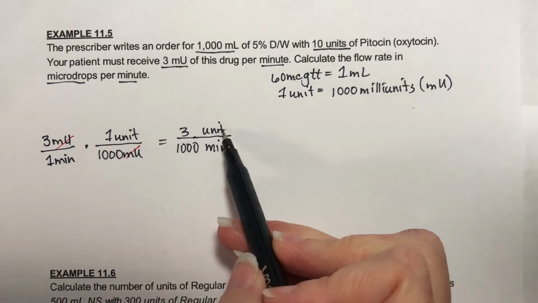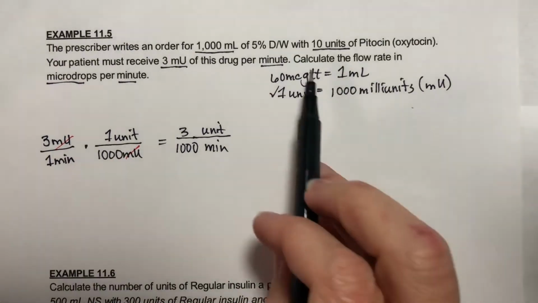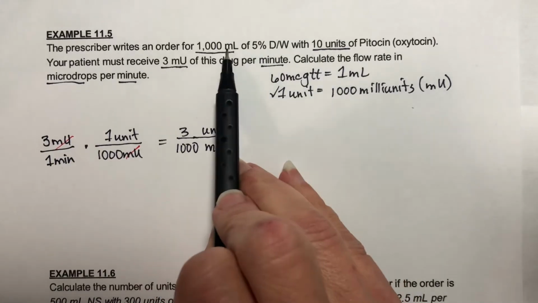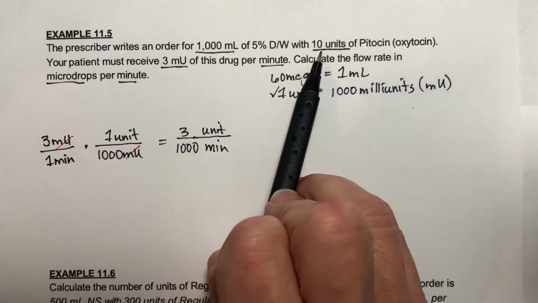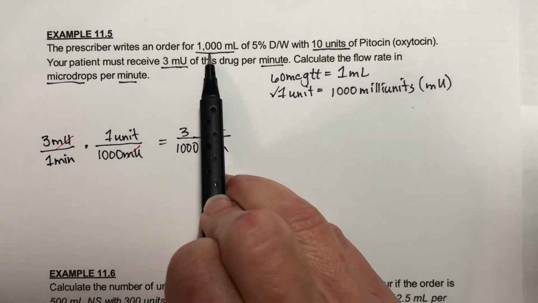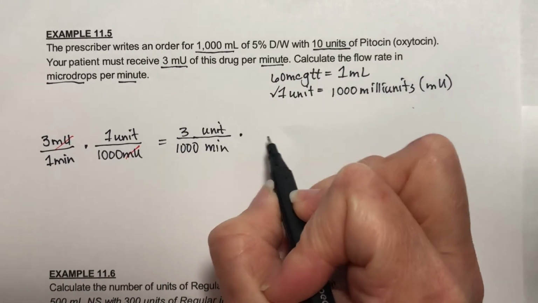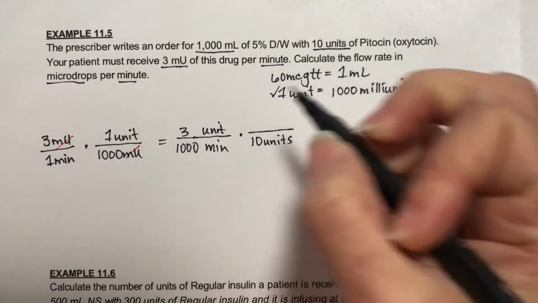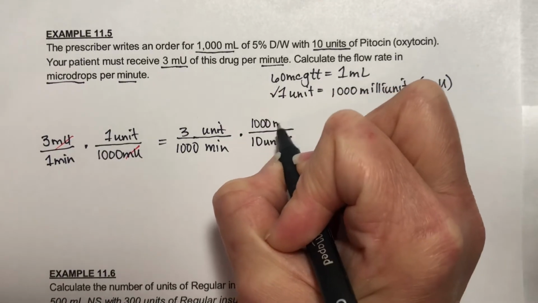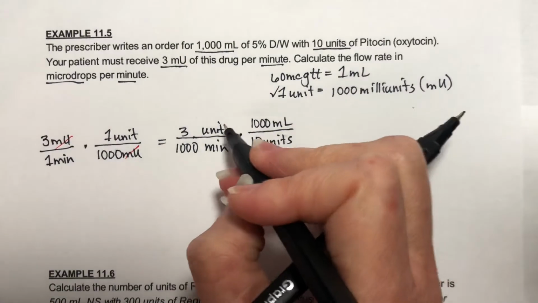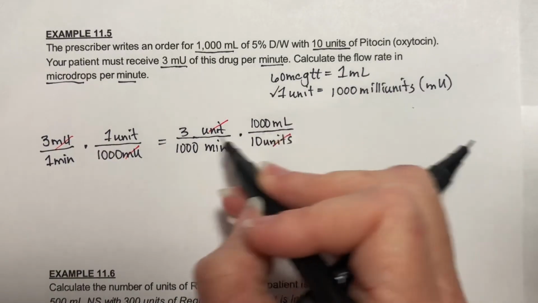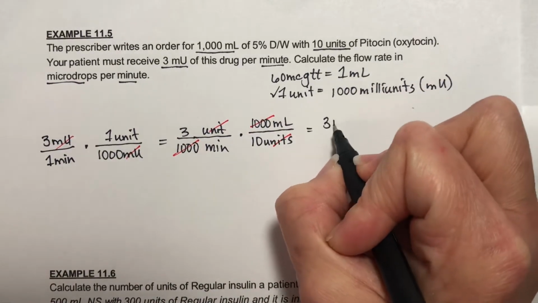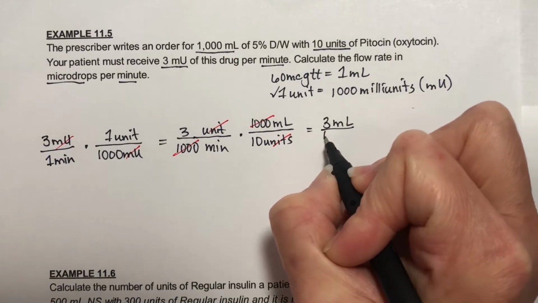So we don't want units. We've used this conversion. This one doesn't have units, but we have not used this information yet. This is the strength of what's going to be given to the patient. There are 10 units in 1,000 milliliters. I'm trying to get rid of units, so I'm going to put 10 units in the bottom and 1,000 milliliters in the top. Now the units are going to cancel, and I have 1,000 here and 1,000 here, so that cancels out as well. So right now I have 3 milliliters per 10 minutes.